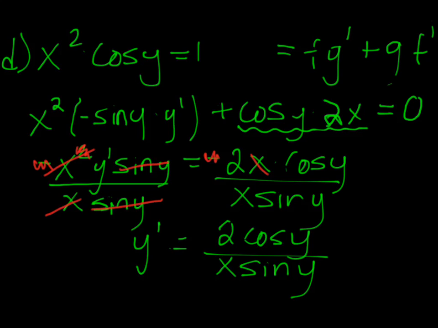Now, if you wanted to make this look a little bit prettier, you could rearrange this as 2 cotan y over x. I ran out of space, so I'm going to have to fit this y in here somehow. Let me erase this and make it a little bit smaller. You guys get the picture, hopefully. There we go: 2 cotan y over x.